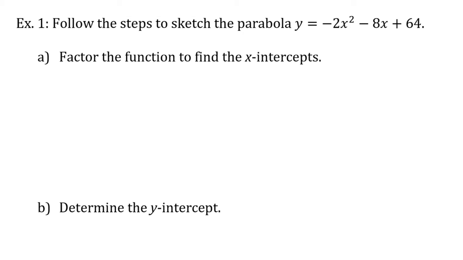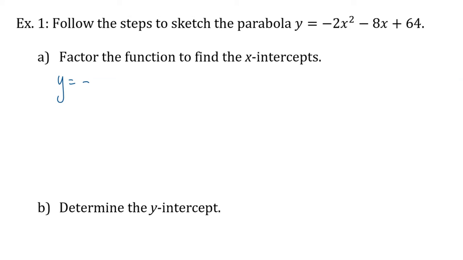Okay, so we've got our function over here, our quadratic, y equals negative 2x squared minus 8x plus 64. The first thing we're going to do, the instructions tell us to do that, but even if they didn't, is find the x-intercepts. How are we going to do that? Well, we have to factor it first. So let's go ahead and start factoring.